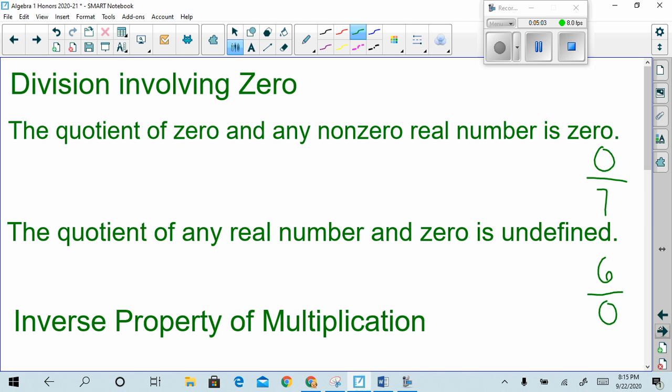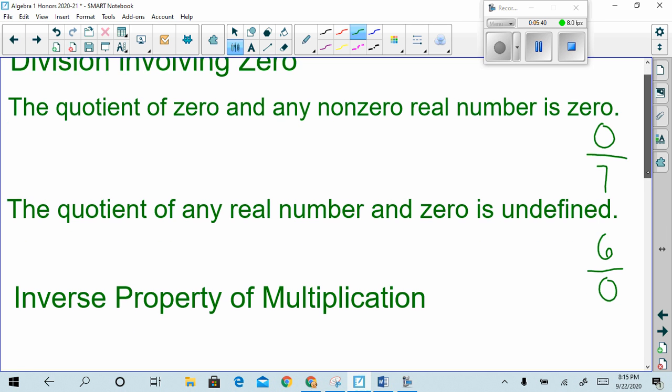And now let's get to some other important rules and definitions. Division involving zero. The quotient of zero and any non-zero real number is zero. I take zero and divide by any number, my quotient is zero. But when zero is in the denominator, which means that it's the divisor, the quotient of any real number and zero is undefined. We can never divide by zero because there's no number times zero that will ever give me another number.